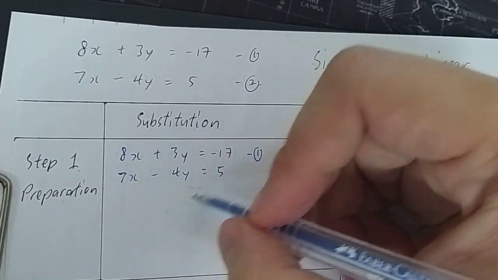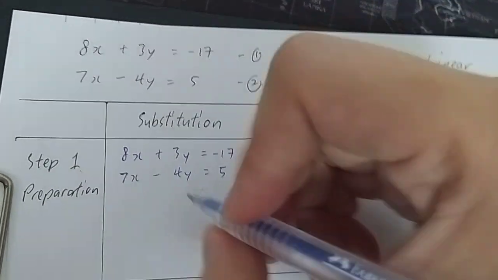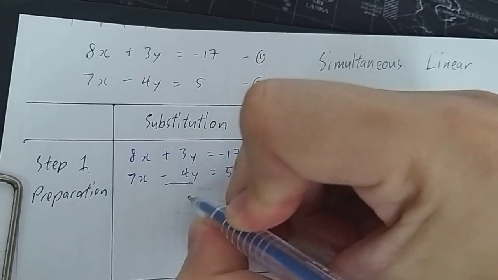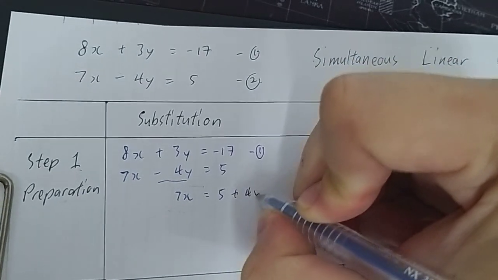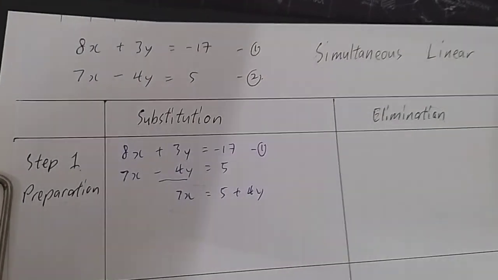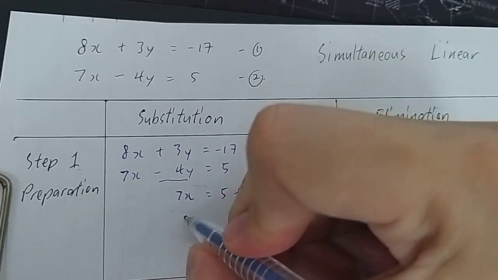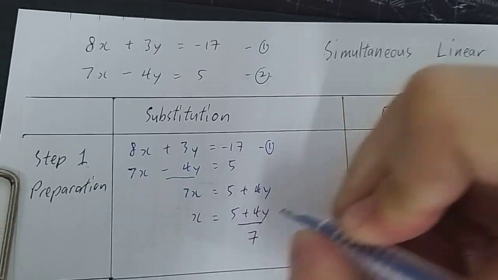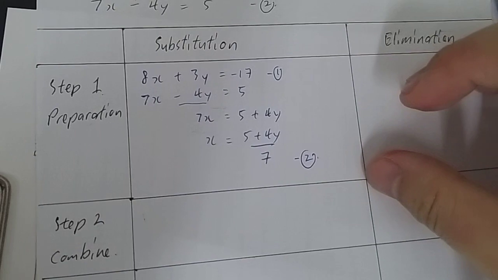Everything that is not x, I need to push to the other side, the right hand side. First, I push over the minus 4y, so 7x equals 5 plus 4y. After that, the 7 also I need to push over. So x equals (5 plus 4y) over 7. Now this one, we consider it as equation 2.